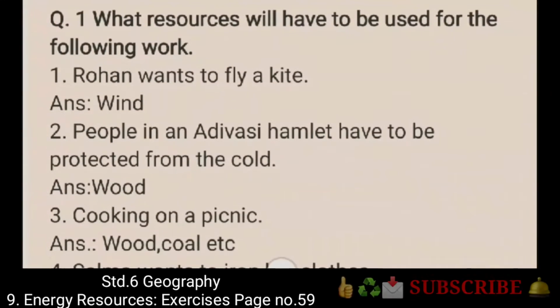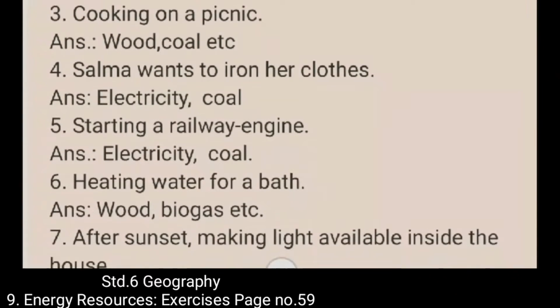Question 1. What resources will have to be used for the following work? 1. Rohan wants to fly a kite. The answer is wind. 2. People in an Adivasi hamlet have to be protected from the cold. The answer is wood. 3. Cooking on a picnic. The answer is wood, coal, etc.